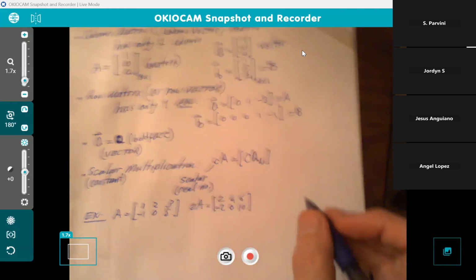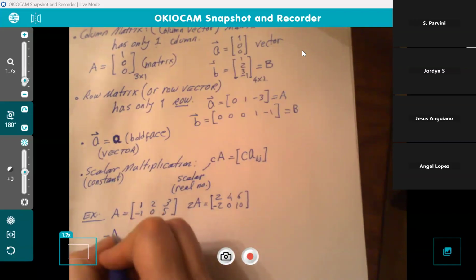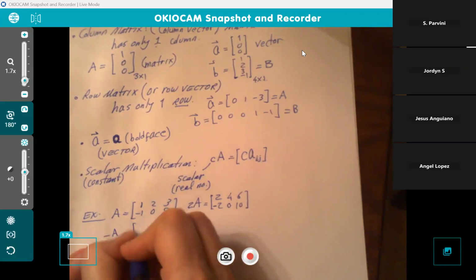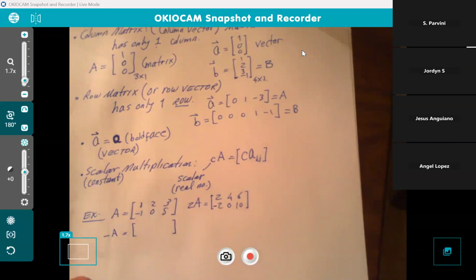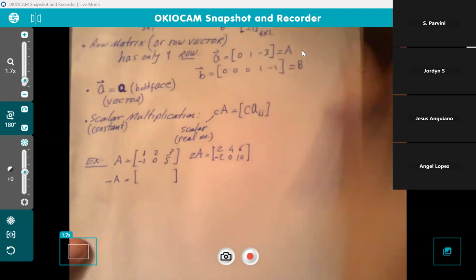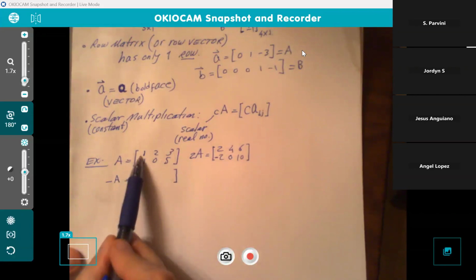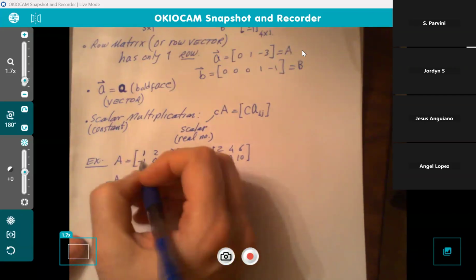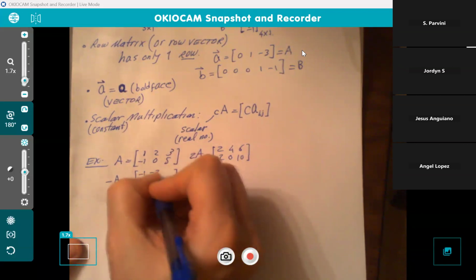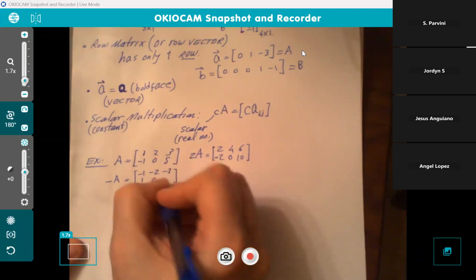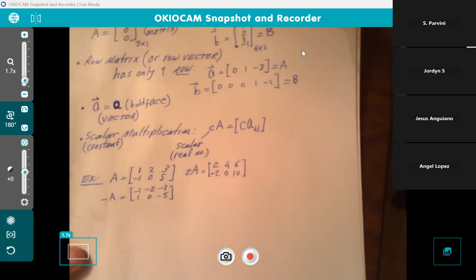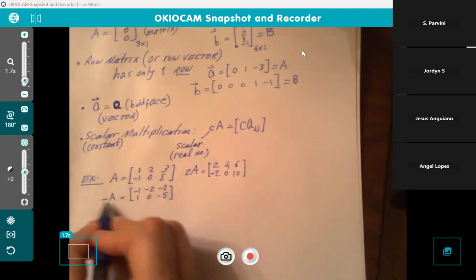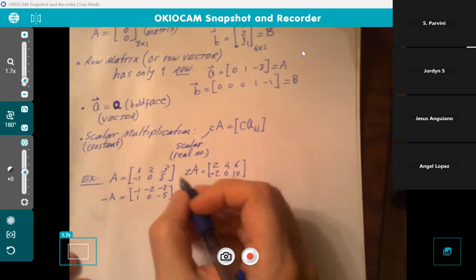Now, what about, for instance, if this is A, let's do the negative of A. What do you think the negative of A is going to look like? If that is A, -1, -2, -3, and then second row, 1, 0, -5. Perfect. Thank you very much. So I'm just going to write what you just called. You said -1, -2, -3, and then 1, 0, -5. Perfect. Thank you.